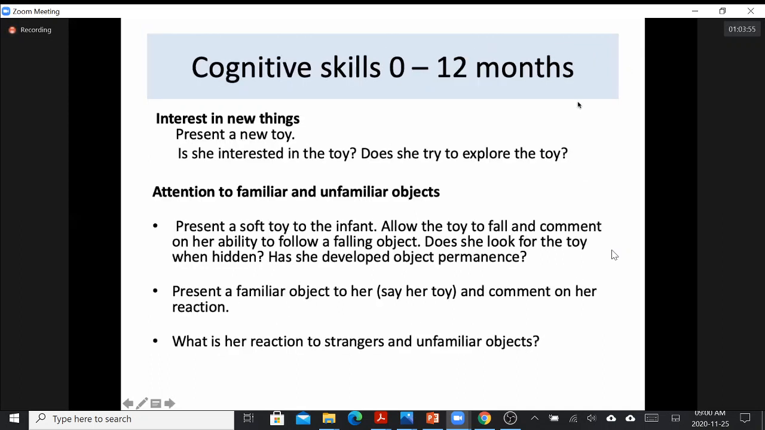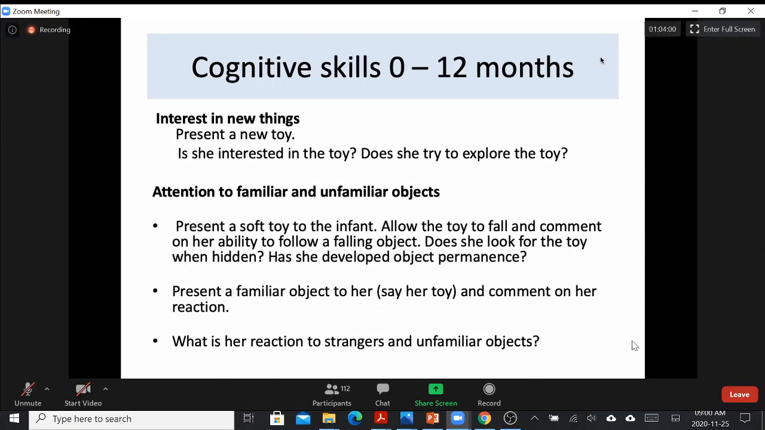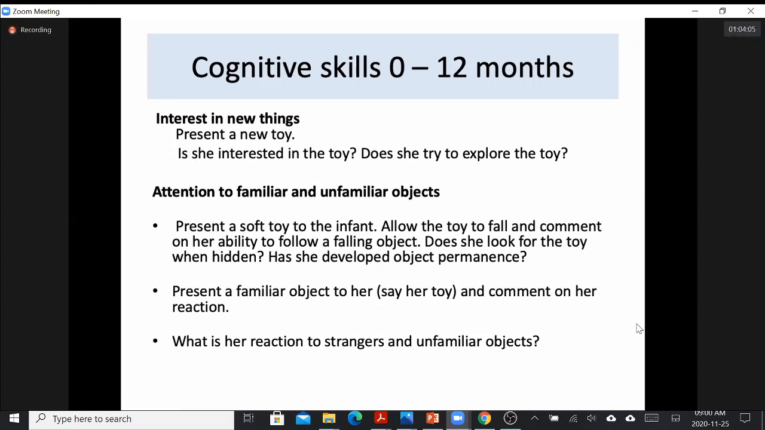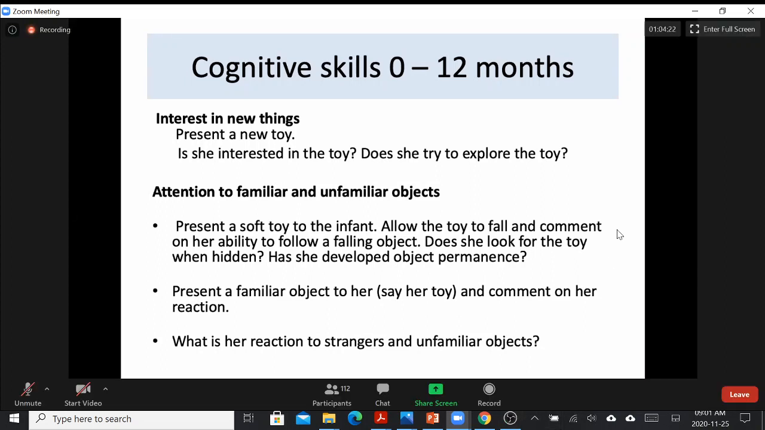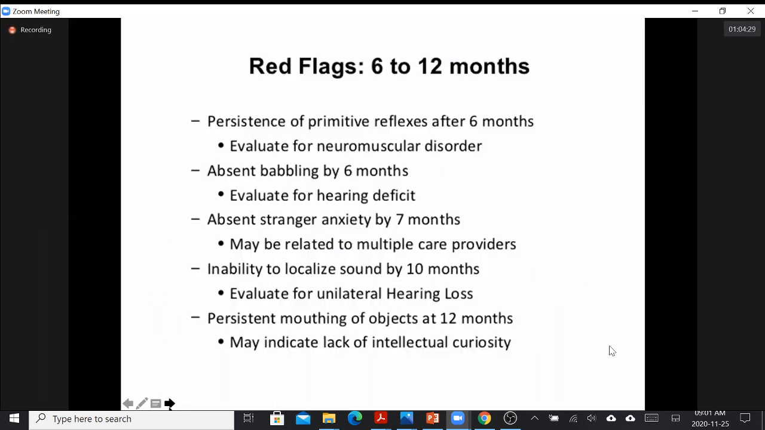Then cognitive skills at this age: you give a new toy, you look for interest in new toys, look for object permanence, meaning you hide the object in front of the child's eyes and then you see whether they can get it. They know that we have hidden it, right? If they can find it, that is called object permanence. Then when we present a familiar toy, say her own toy, how does she react to it? Does she recognize it? He or she. And what is the reaction to strangers? Because you will remember that stranger anxiety comes around 6 to 9 months of age.